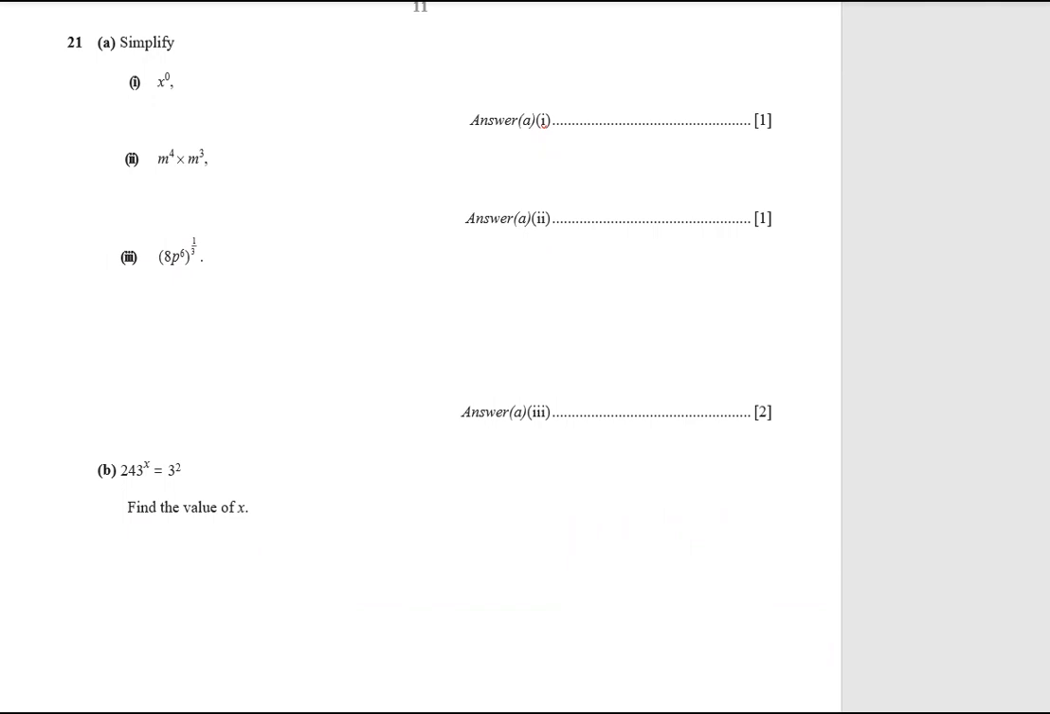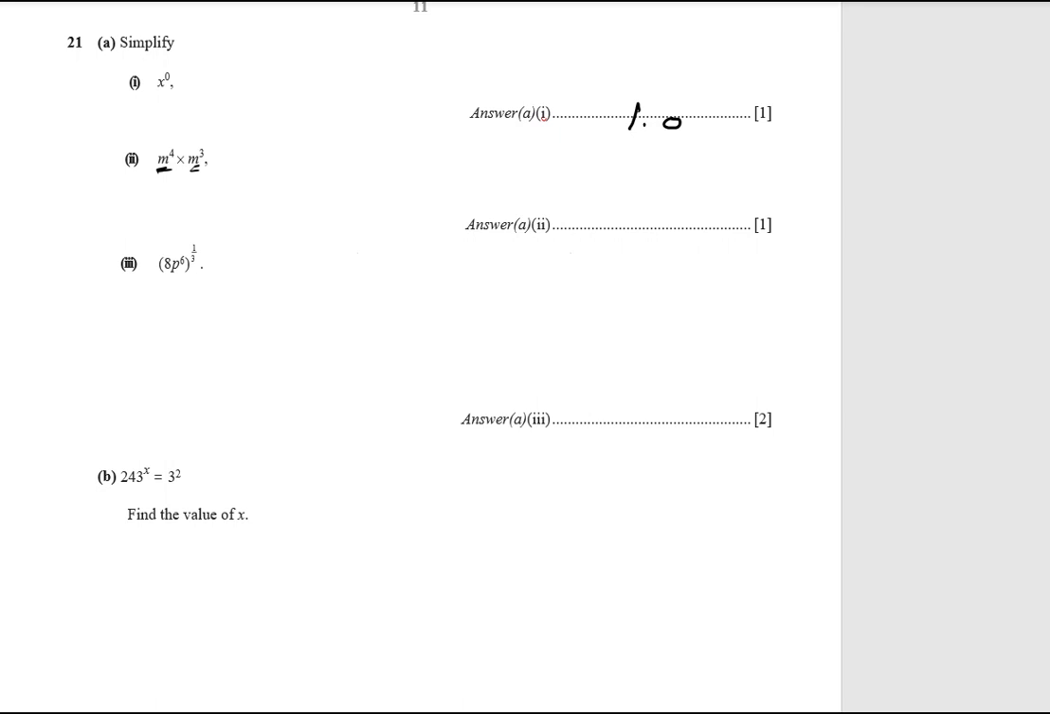Let us go through this question. This is a very easy question. X power 0, anything power 0 is equal to 1. M power 4 multiplied by M power 3: if the base is the same, we can add 4 plus 3 equal to 7, so the answer is M power 7.